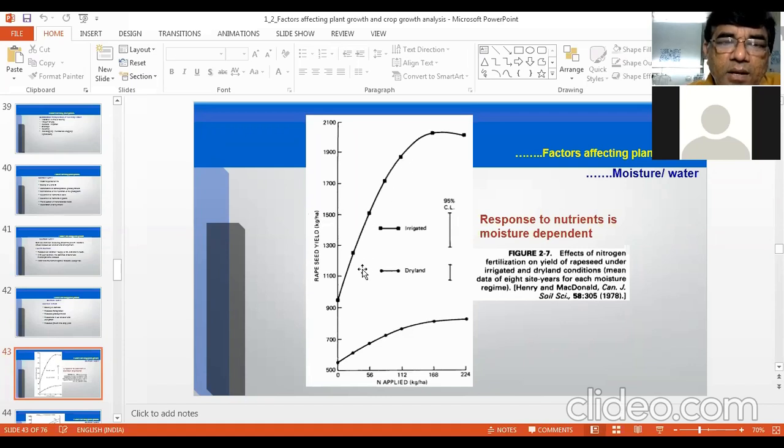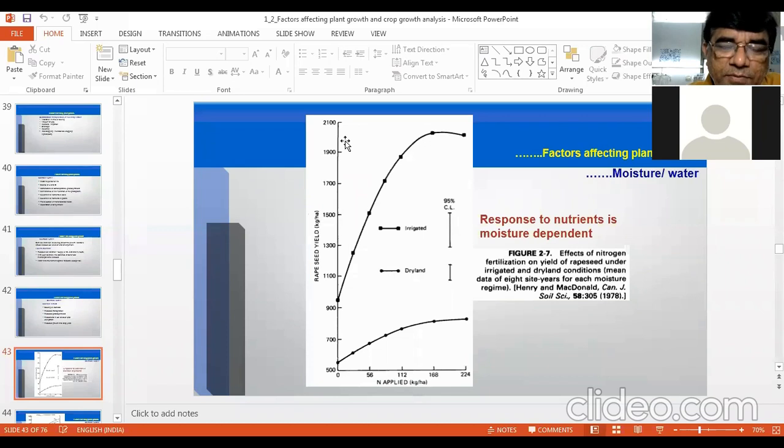If you see the curve on the top, which is represented by squares, it is under irrigated condition. So you can see under irrigated conditions, you get a very good response. The doses of nitrogen are the same. And here you can obtain up to say 1900 or somewhere around 2000 kilograms per hectare of yield. So yield is much higher under irrigated condition. That means response to nitrogen was high when you have assured water supply.